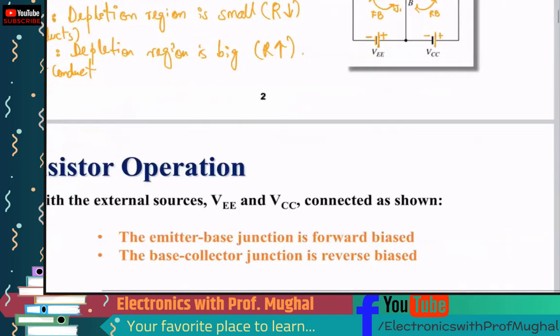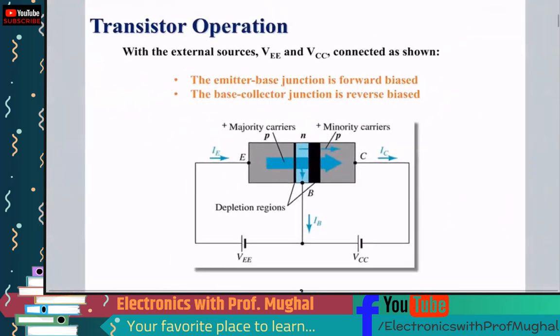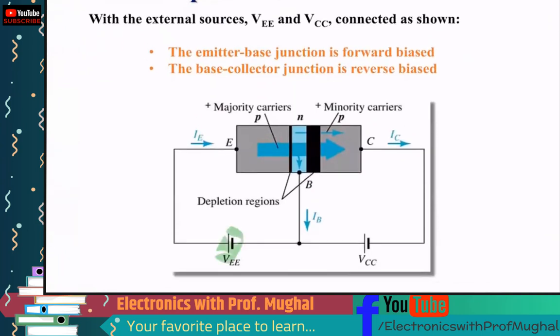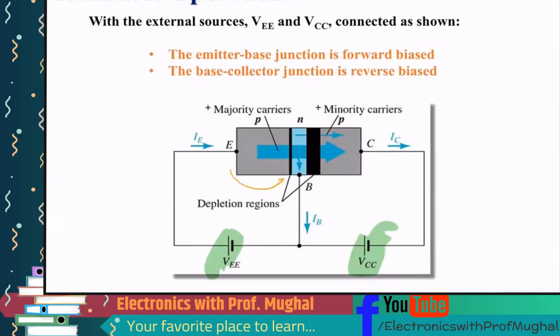Okay, now let's move on to see how things work. Transistor operation with the external sources VEE and VCC, which is basically this right here. VEE and VCC connected as shown. The emitter-base junction is forward biased. The emitter-base junction is this junction right here, and I can also write JEB, emitter-base junction, JEB. Because I have positive here and I have p-type material here, which is also positively charged, right? So positive and positive match, so it works in a forward bias region.